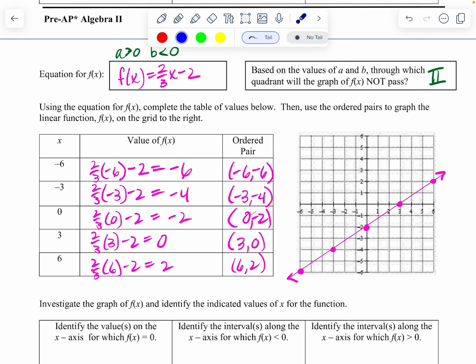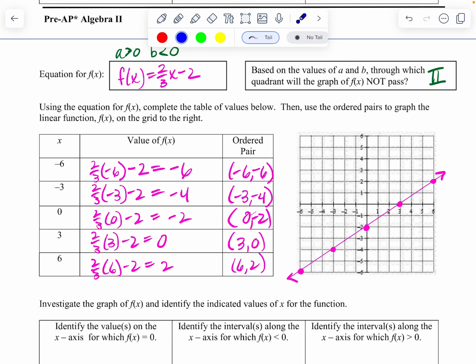And the idea is that any point, if we go to any point on this graph anywhere, forever and always, the relationship between x and y is explained by this. If I go here and I take that x value and I multiply by 2/3 and I subtract 2, I should end up with the y value of that coordinate.